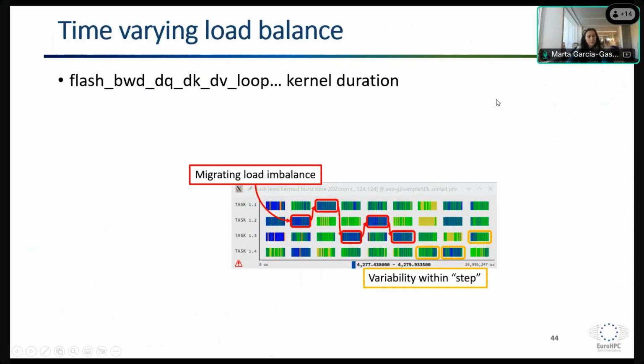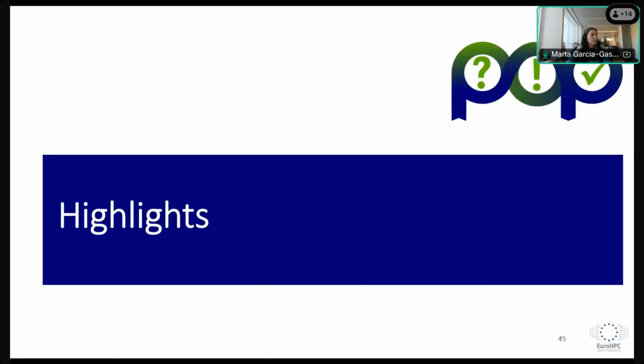Now, what happens if we zoom out? We were looking inside one of these iterations and we were seeing that the pattern was repetitive. But if we zoom out, we see that this load imbalance is happening now sometimes in one task, sometimes in another, and it's kind of migrating and changing with every step. So this is also another kind of analysis that we have been able to do with this tool.